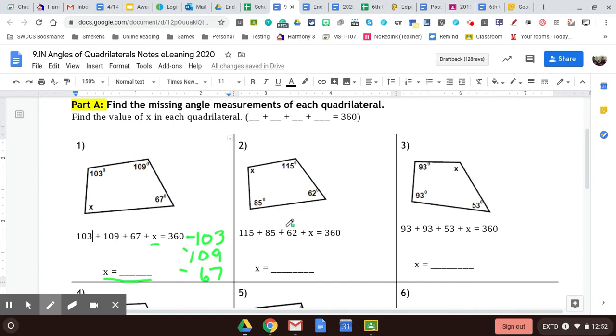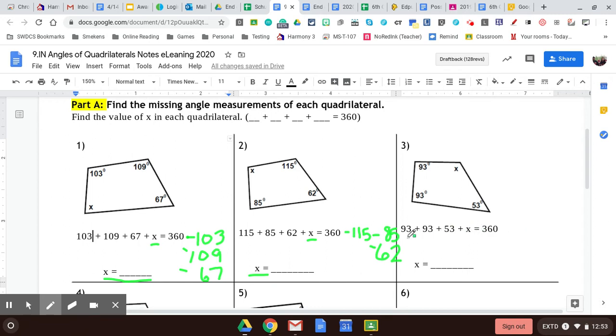Okay, number 2, I have my 4 different angles and they have to add up to 360. So I have 115, 85, 62, and x equals 160. Again, I have to do the opposite of addition, so I have to subtract. So, and make sure, please get a calculator out or use your Chromebook to figure these out, okay? You don't have to do pencil and paper, use a calculator. So you're going to take 360 minus 115 minus 85 minus 62 to be left over with x. So what is x for number 2?